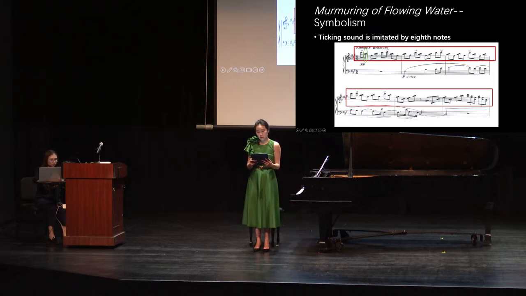In Murmuring of Flowing Water, the ticking sound is imitated by eighth notes in the right-hand melody. It can be seen from the excerpt. Eighth notes in the right hand imitate the sound of water dripping down the stream. The sound of water ticking is imitated by the eighth notes, which are aligned with irregular accents.